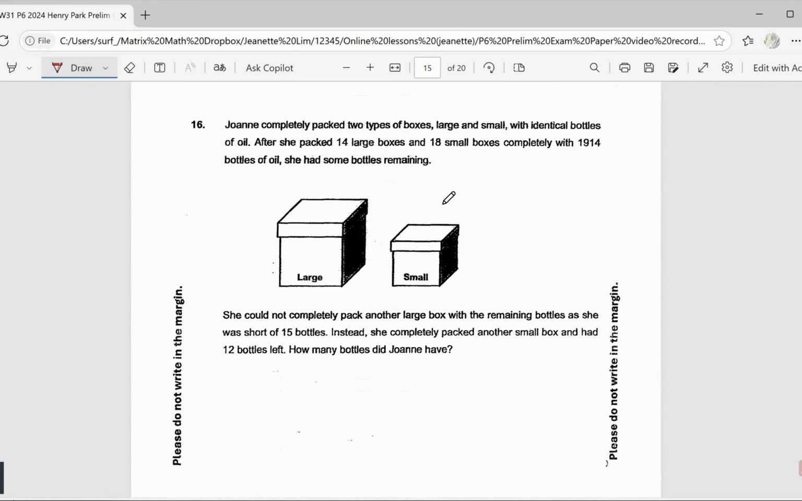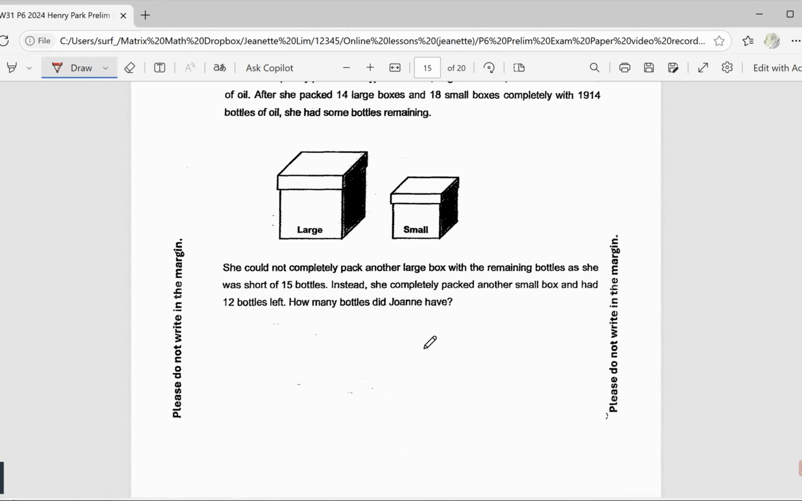Okay, next question, 16. Joanne completely packed 2 types of boxes, large and small, with identical bottles of oil. So in these boxes, there are bottles of oil. After she packed 14 large boxes and 18 small, completely with 1914 bottles, she had some remaining. So she could not completely pack another large box with the remaining bottles, as she was short of 15 bottles. But instead, she completely packed another small and had 12 bottles left. So how many bottles did she have?